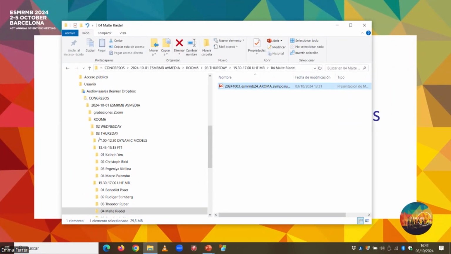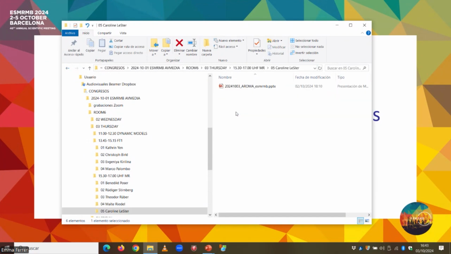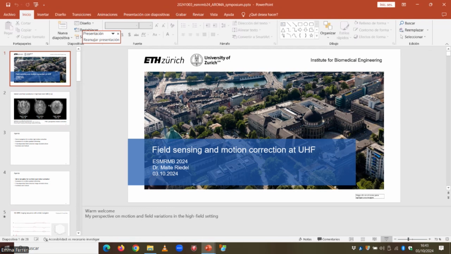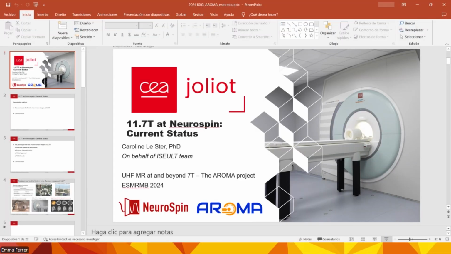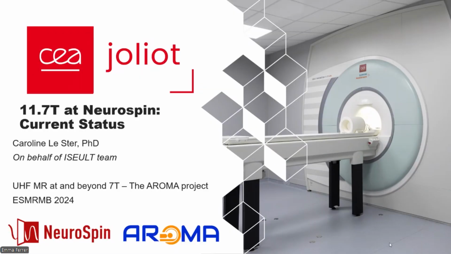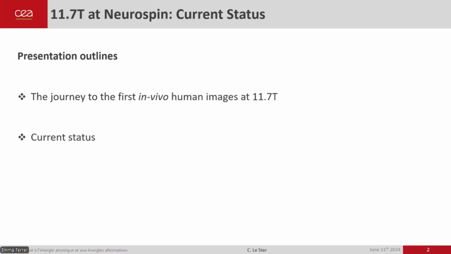And so next up, we will have Caroline Lester from Neurospin, who will give us an update on the current status on the 11.7. Thank you for the introduction. So I'm going to present you the work we've been doing lately on ISEULT and on behalf of all the ISEULT team who has been working in Neurospin on this project.